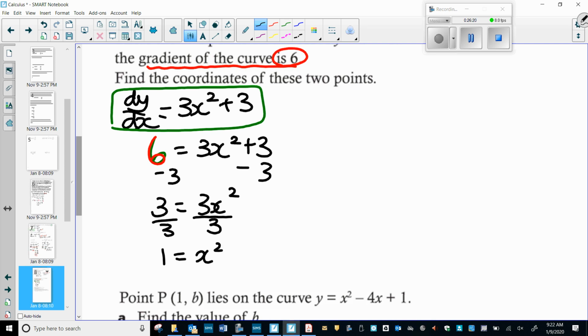Now this is where the fact that they bolded that word at the beginning is important, because we know that x squared is equal to 1. So now to find x we square root both sides. What's the square root of 1? Be careful here. 1 or negative 1. So remember at this level, when we square root stuff, we've got both the positive and the negative version.